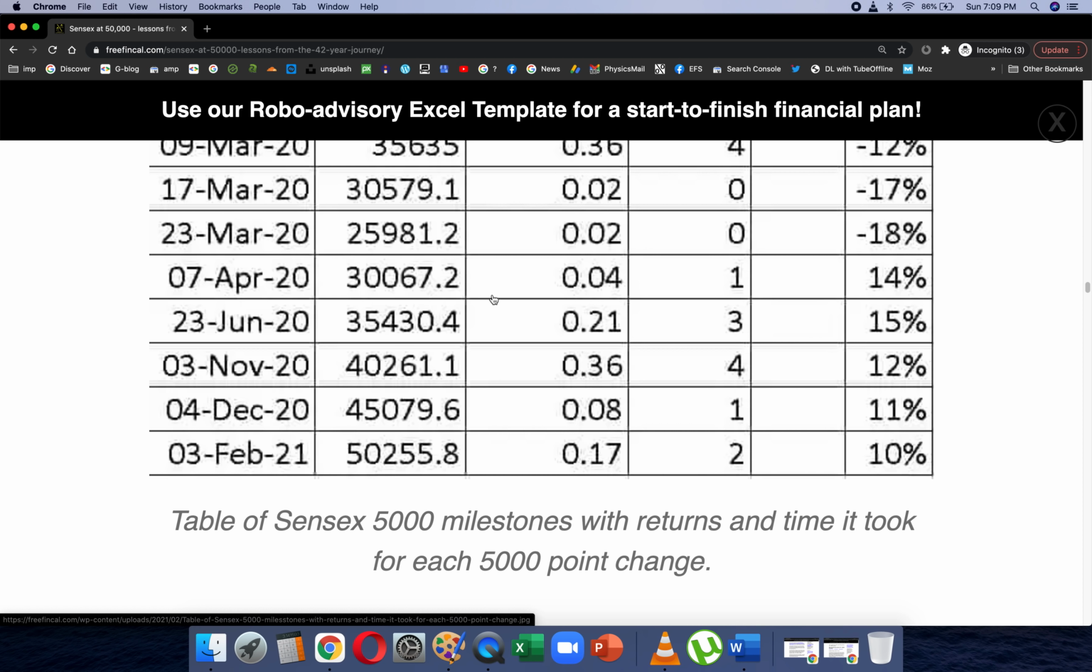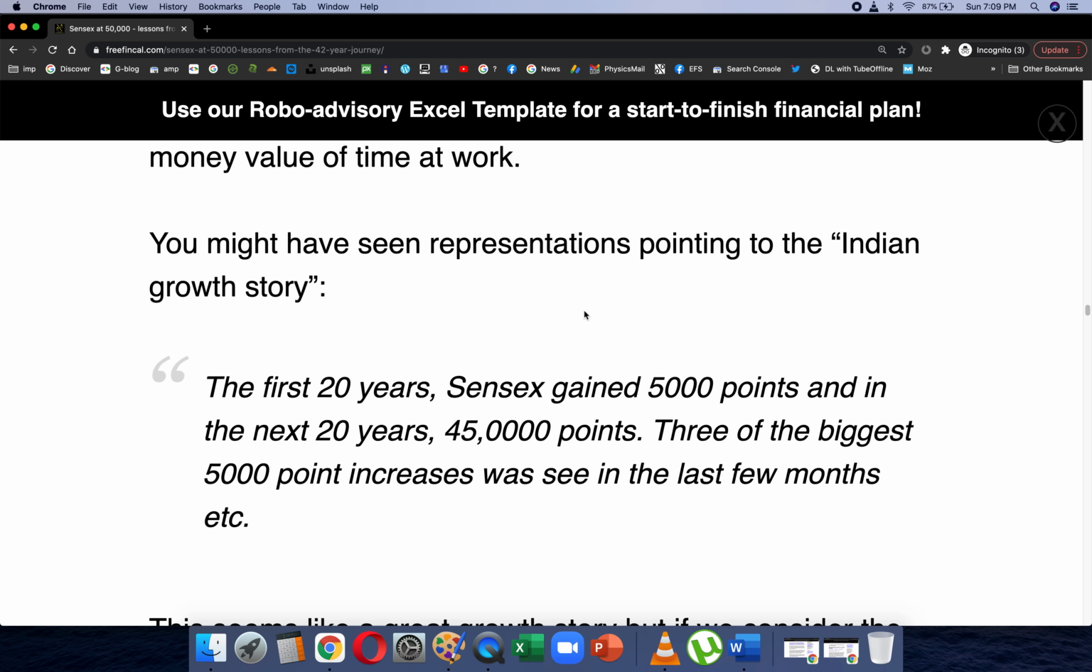But that's not a reflection of the India growth story and so on. Some people talk about the India growth story. They keep saying all sorts of things. They say the first 20 years, it took 20 years for Sensex to gain 5,000 points, and the next 20 years it gained 45,000 points, and blah blah blah.